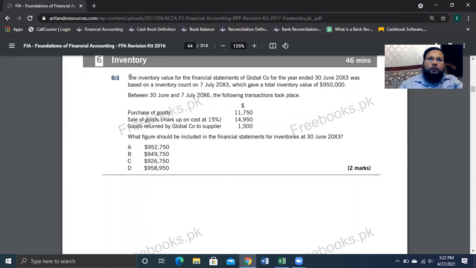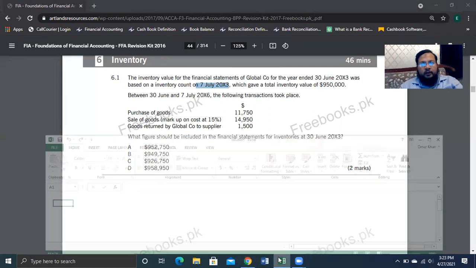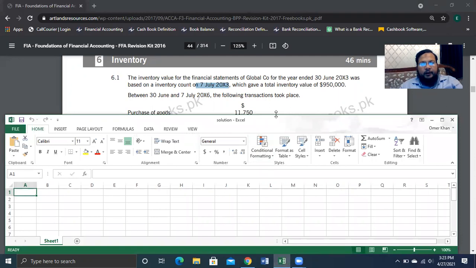This question belongs to the calculation of gross profit, cost of sales and closing inventory. Now let's have a look at what information is provided to you and what could be the possible requirement that can be asked in the examination. Like in this question, it says that the inventory value for the financial statements for Global Company for the year ended 30th June was based on an inventory count on 7th July 2003. So we have got two important dates. One is 30th June and the other one is 7th July. So let's enter the data and then we will solve the question.